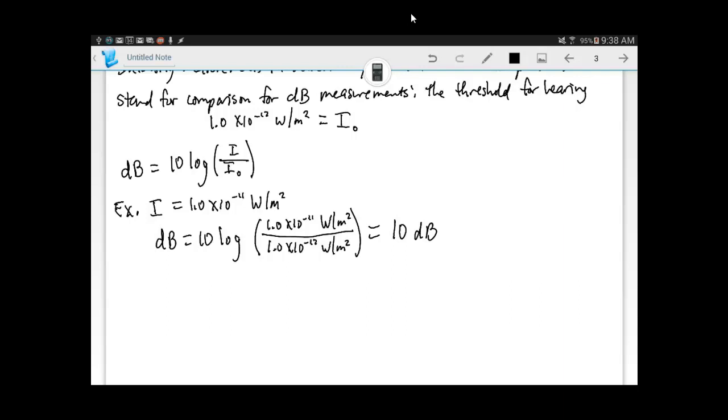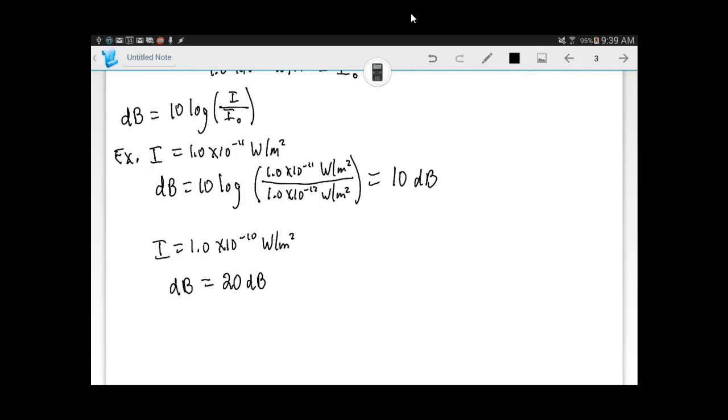If we were now, instead of increasing the intensity by 10, to do it times 100, in other words, if we had an intensity of 1.0 times 10 to the negative 10 watts per meter squared, when you plug that in, what you end up with is 20 decibels. So every increase of 10 decibels actually increases the intensity, the energy of your sound wave, by tenfold.